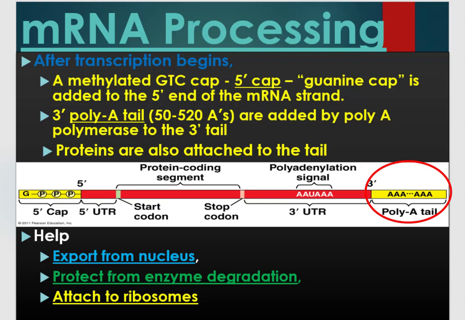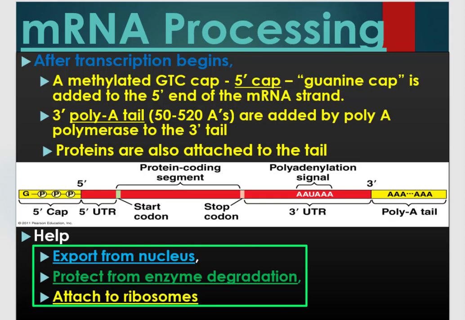Proteins are also attached to the tail. So mRNA processing helps to export mRNA from the nucleus to the cytoplasm. This protects mRNA from enzyme degradation and helps to attach the ribosomes.